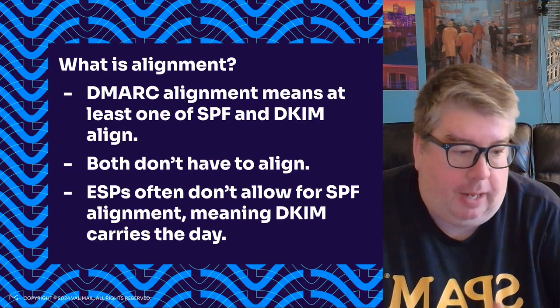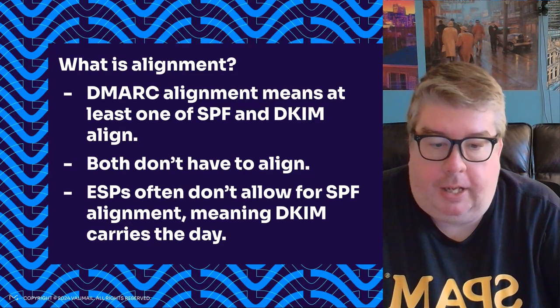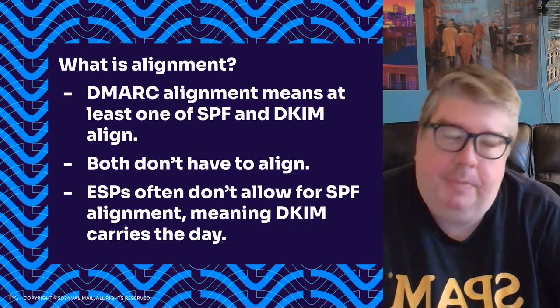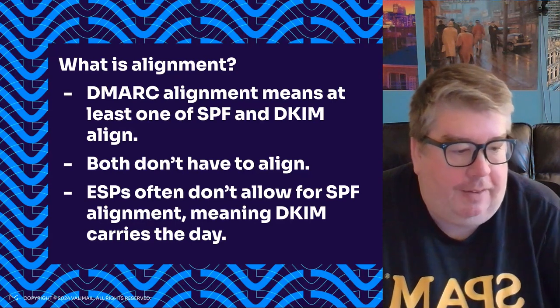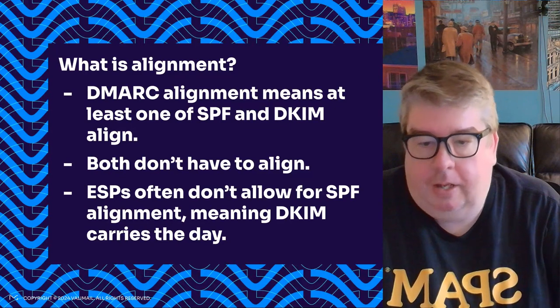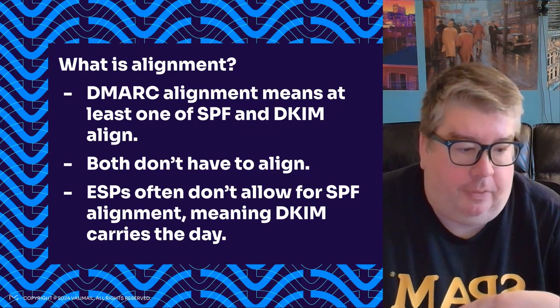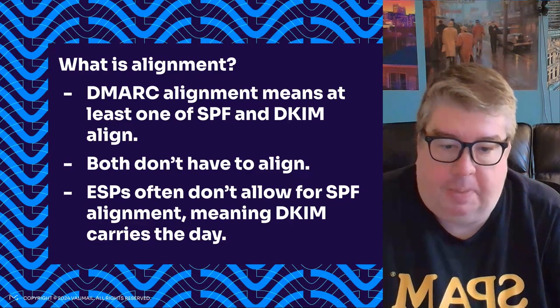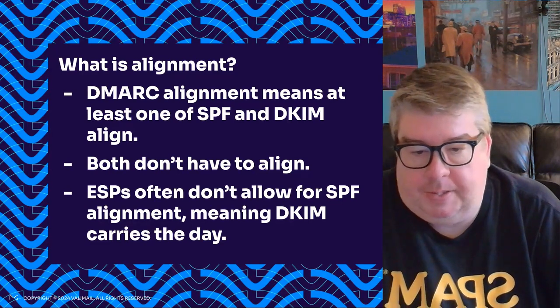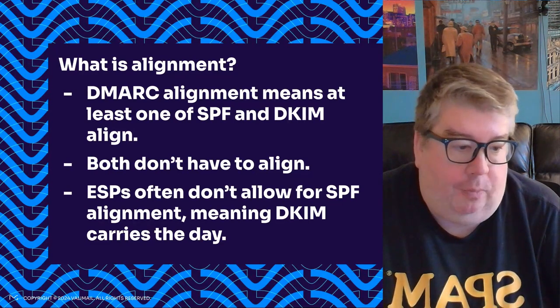ESPs, it's important to note, email service providers, don't usually allow for SPF alignment. I mean, some do, some don't, but especially a lot of the SMB or newsletter-focused ones, they don't. They set their own return path domain. Often that's for bounce tracking or specific reputation-related purposes. And that's where DKIM really carries the day.